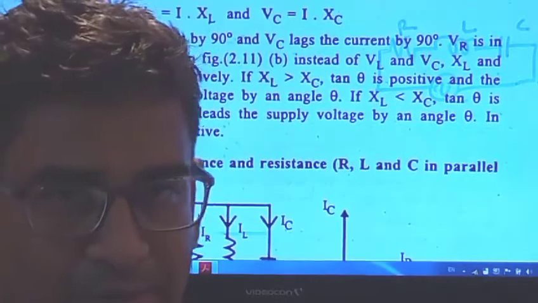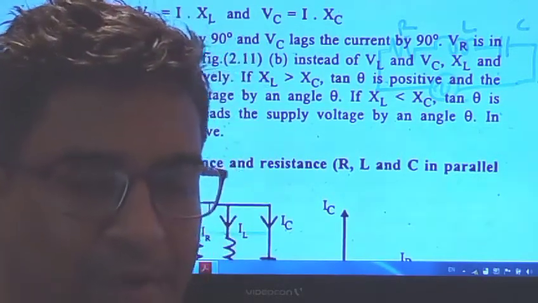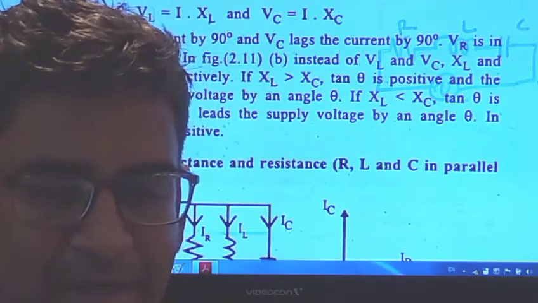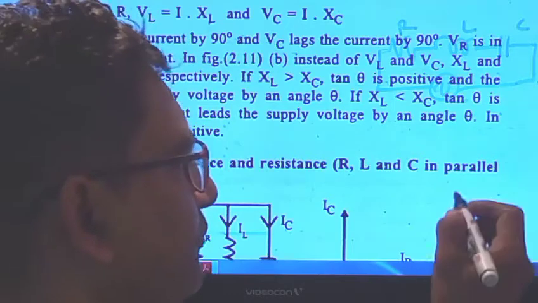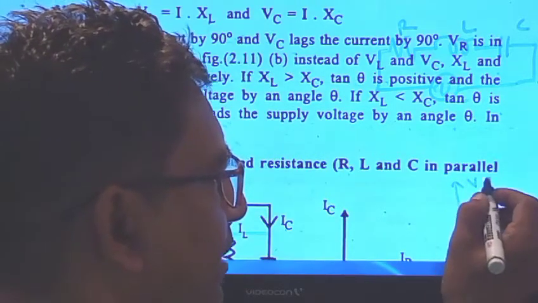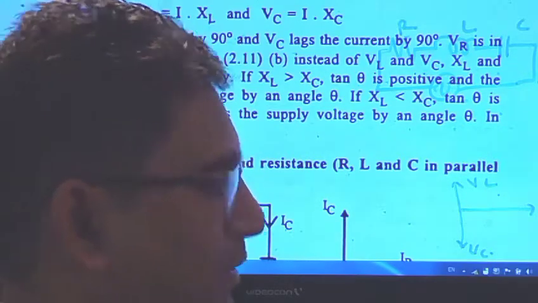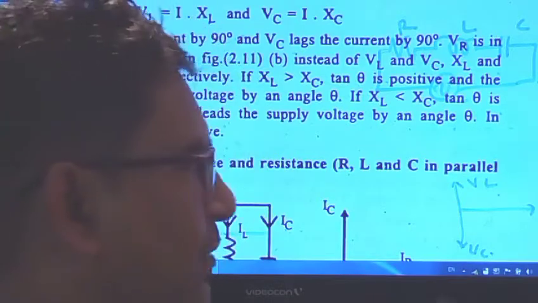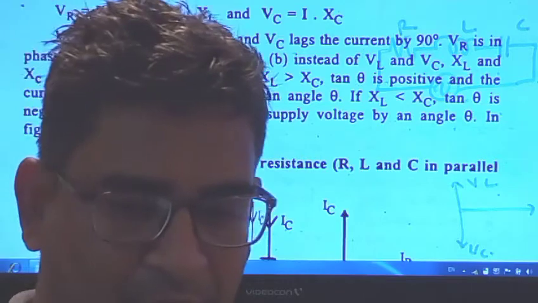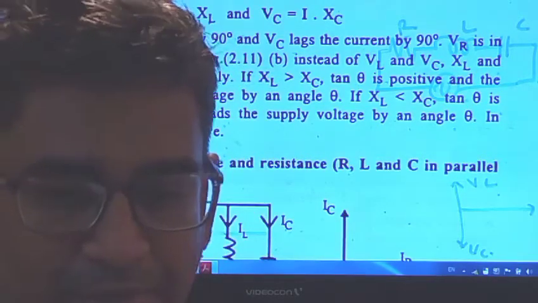The VL, as I told you, the inductor, will lead by 90 degrees, and VC will lag by 90 degrees. Here you may consider VL, you may consider VC, and here the current I. VL leads by 90 degrees, VC lags by 90 degrees. VR is in phase with the current. VR is always in phase with the current.